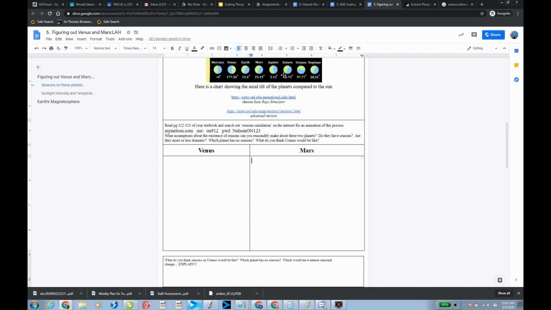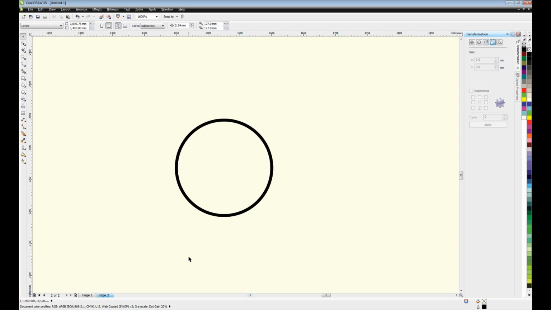Here are the tilts of the planets. So Mercury is oriented vertically, it just spins. One of the common beliefs is that the distance from the sun is the cause of the seasons, not the tilt. Let's take a look at the Earth's orbit scale.